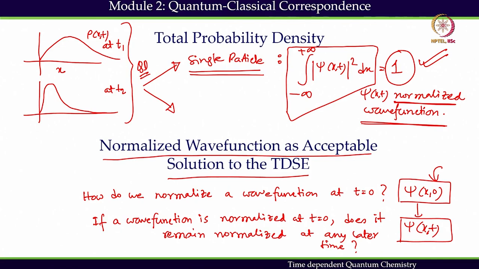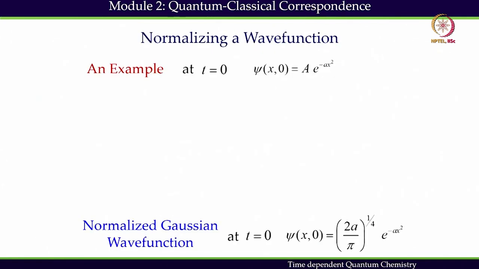So, no matter what we do, this integration has to be always 1 if we start with a normalized wave function. That's one requirement of quantum dynamics which needs to be fulfilled all the time. So, this is the point which we are going to clarify in the next few slides. First, we will go over how to normalize a wave function. This can be done very easily using the normalization condition. The normalization condition is the integral from minus infinity to plus infinity of |psi(x,t)|^2 dx equals 1.